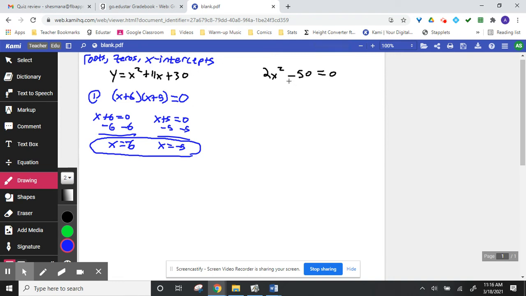What that means is get x squared by itself. So I add 50 to both sides. So 2x squared equals 50. Divide both sides by 2, so x squared equals 25.